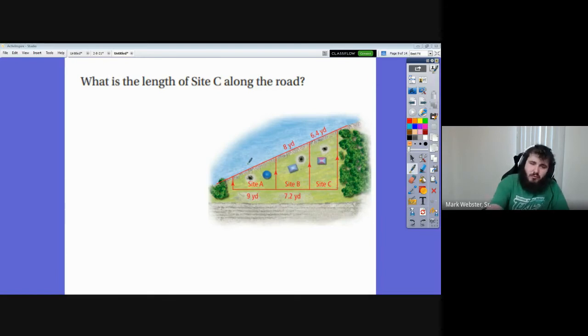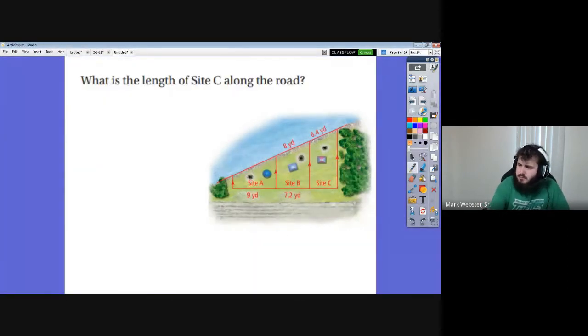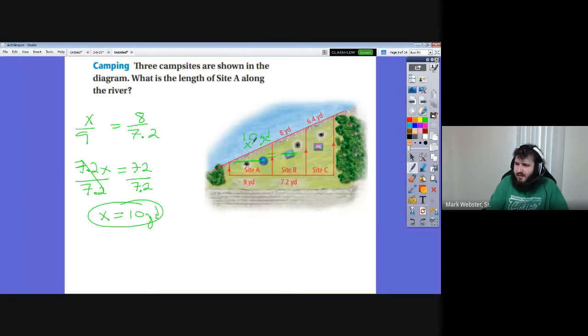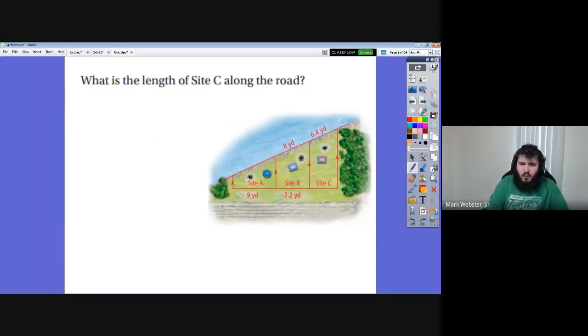But remember, from this last one, we do still have that 10, right? This is still a valid thing. It's the exact same problem, right? So if you wanted to, you could totally use the 10 and the 9, right? You could do 10 over 9 equals 6.4 over x, or you could use 8 over 7.2 equals 6.4 over x. I don't care which one you do. Same answer either way.